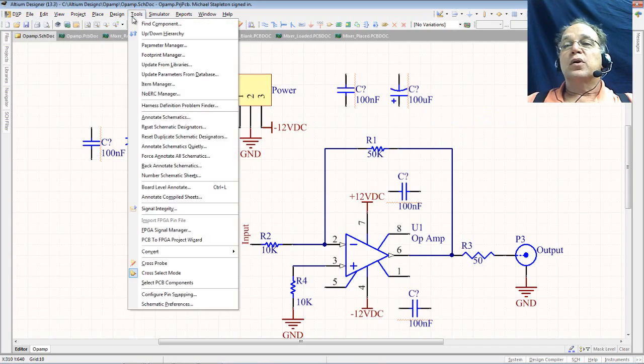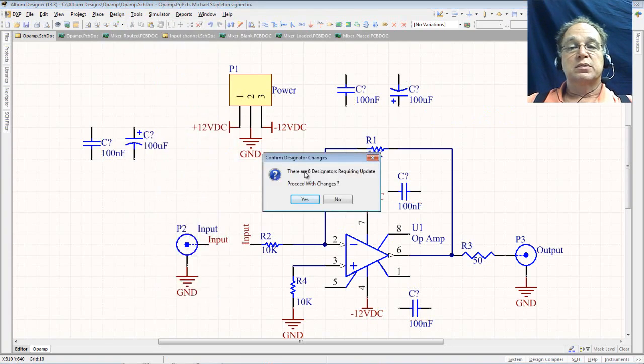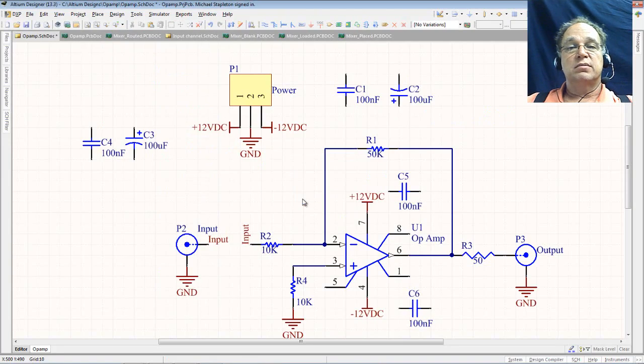I'll save. I'll go to Tools, Annotate Schematics quietly. I want to get rid of my little red lines because I have 6 caps that don't have designators. It tells me there's 6 things that need to be updated. I update them. I'll save again for safety's sake. And now I see I have 100 microfarad, 100 nanofarad, 100 microfarad, 100 nanofarad, and a couple of 100 nanofarads waiting for me down here. Let's wire these up.